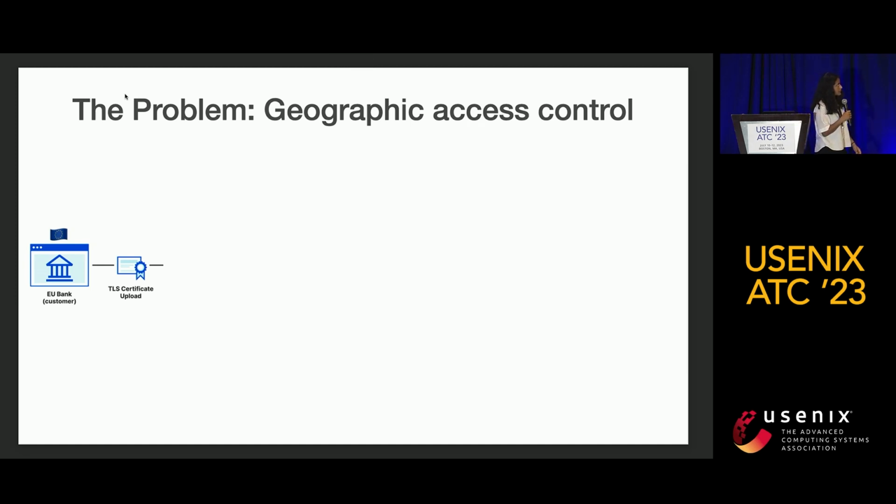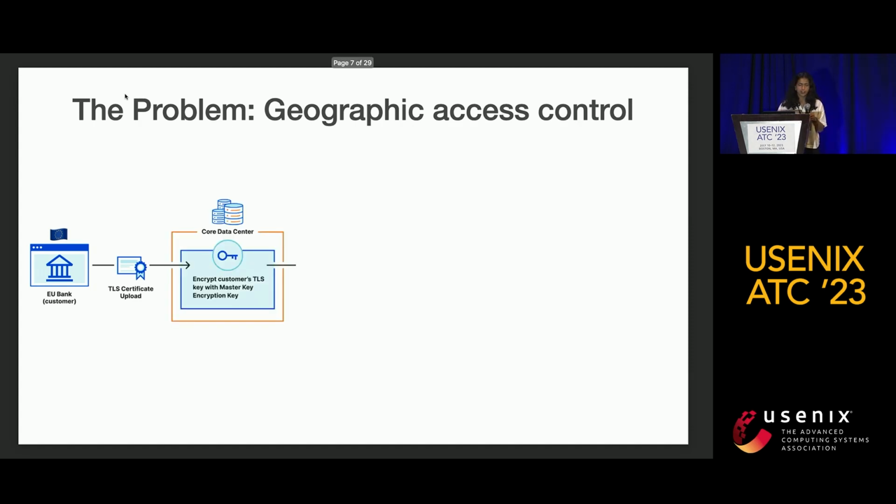So let's work through an example. Let's assume that a bank that's based in the European Union is a customer of Cloudflare. As we saw before, Cloudflare would need access to their private key in order to terminate TLS for them. So they bring their certificate and their associated private key and upload it to Cloudflare. All the traffic goes to the control plane, which is responsible for handling API traffic. The control plane then encrypts their private key with a master key that is shared amongst all edge data centers.